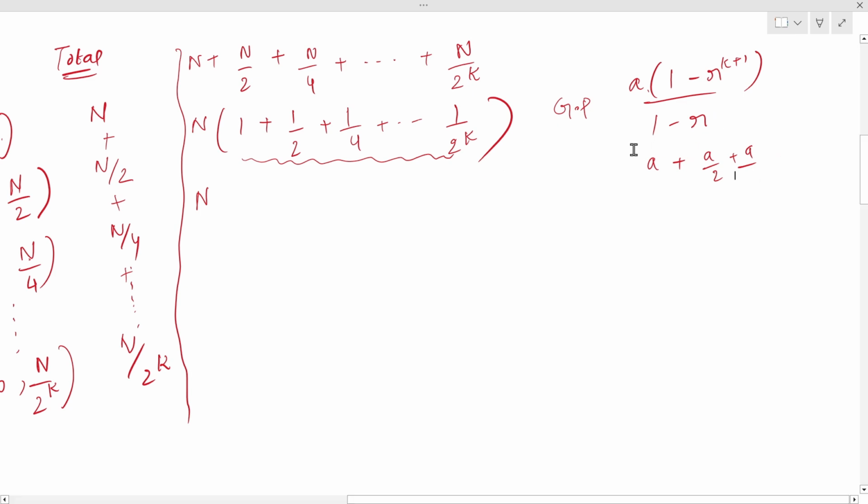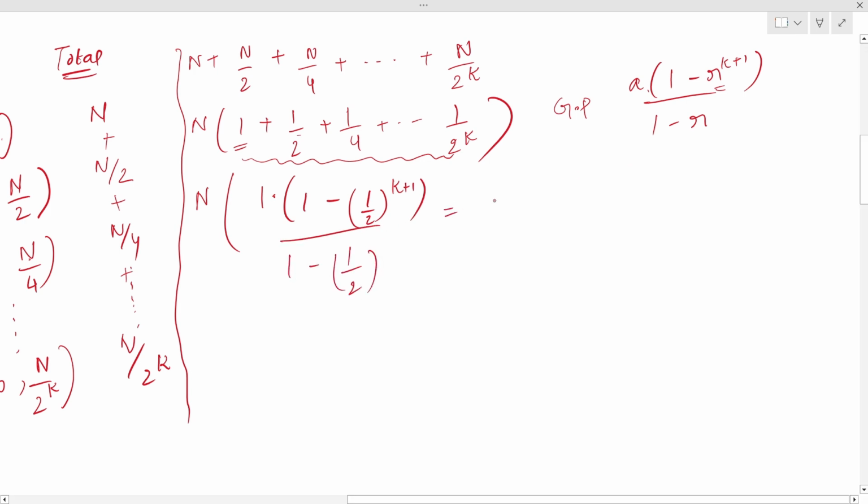Let me try to erase this part. So you can clearly see I will apply the same formula here. Here my a is the first term, and what is r? r is the ratio, that means 1 by 2. So 1 into 1 minus 1 by 2 power k plus 1 divided by 1 minus r. r is nothing but 1 by 2, right? So that is a simple thing. From this what you will get?